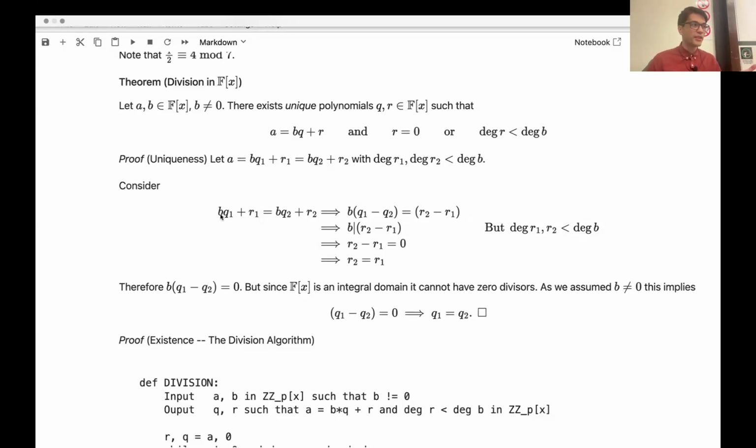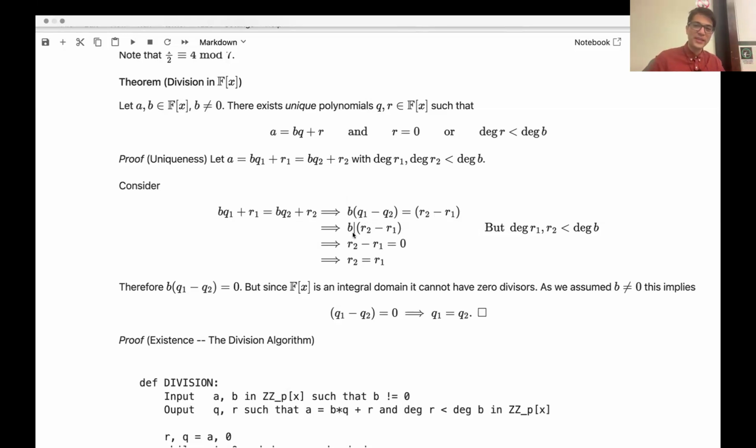Okay, so suppose that we do have these two quotients and two remainders. Then bq1 plus r1 should equal a, and bq2 plus r2 is also equal to a. Since these two things are equal, I can make this rearrangement. The right-hand side here is equal to b times (q1 minus q2). That is to say, this has factors, right? Surely b divides the left-hand side, because b is there. So if b divides the left-hand side, surely b divides the right-hand side.